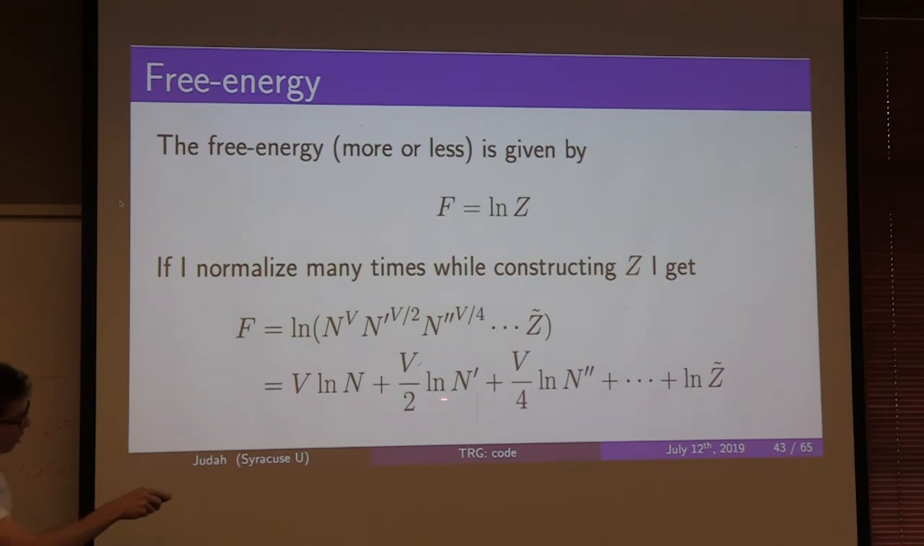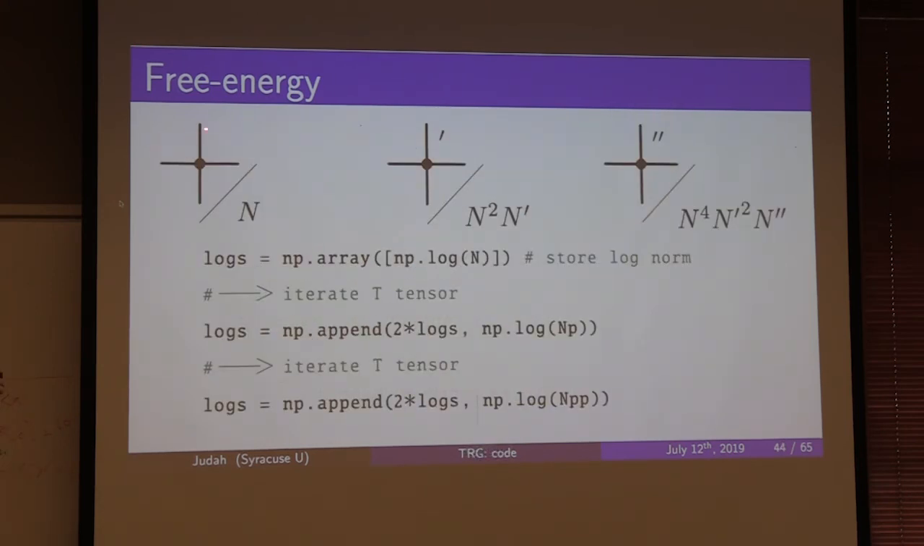Since I'm taking the log, that's the same as just doing the log of the normalization times the number of times I've done it, and then for each subsequent normalization. Here's what it looks like in pictures. So I've got a tensor, I normalize by some normalization, and then I take 2 of these to make 1 of these, and then I normalize by a different number, which I called n prime. I take 2 of these to make 1 of these, and I normalize by another number.